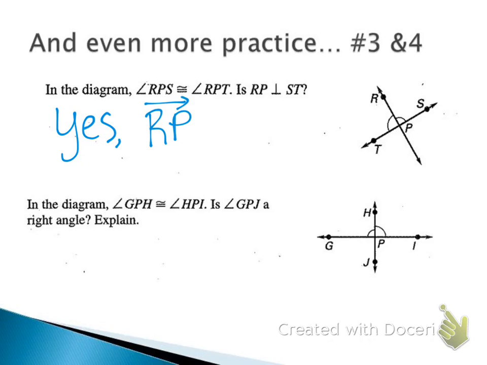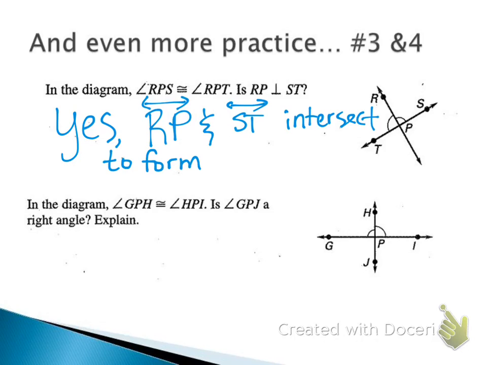So RP and ST intersect to form adjacent congruent angles, which fits that third theorem from the front. If they intersect to form adjacent congruent angles, then they are perpendicular.